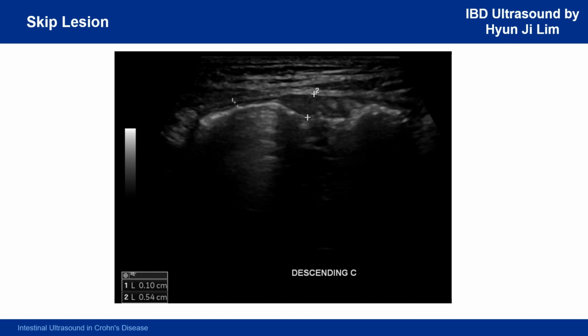Skip lesion can also be found in the colon. This is the descending colon, and here you can see a segmental wall thickening with adjacent normal segments.